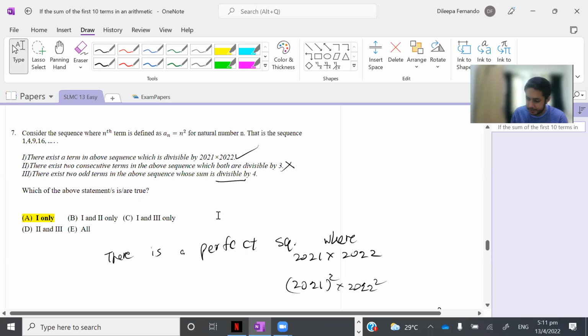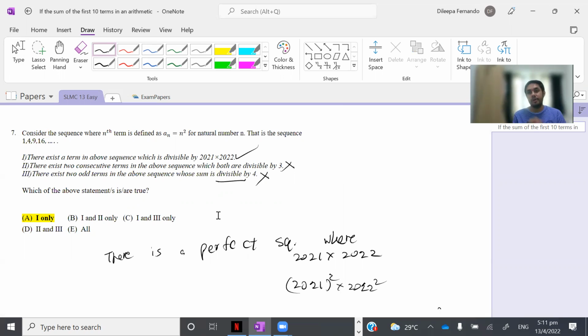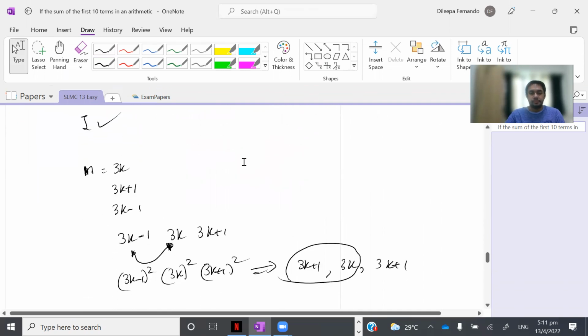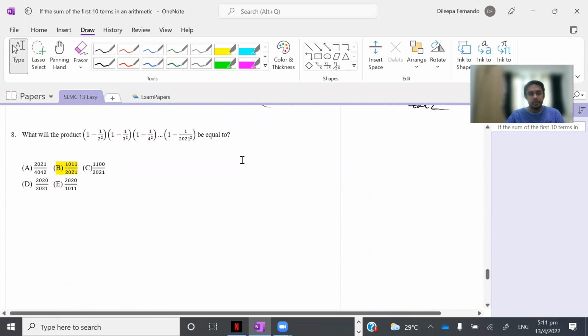That means the third statement is also incorrect. That means the only correct statement is 1. So the answer is 1 only. Now let's go to question 8.